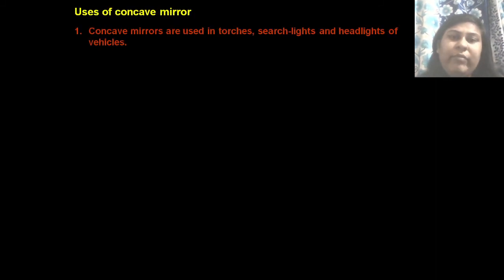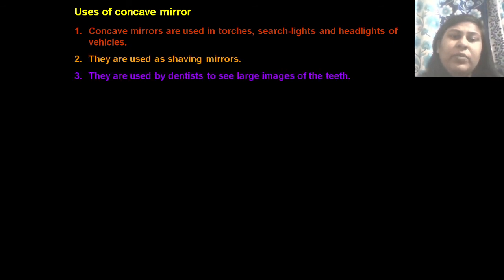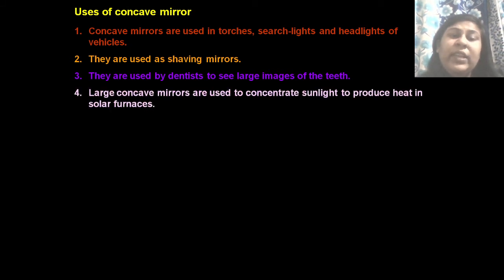Uses of concave mirror. Concave mirrors are used in torches, searchlights and headlights. They are used as shaving mirrors. They are used by the dentist to see the large image of teeth. Large concave mirrors are used to concentrate sunlight to produce heat in solar furnaces.